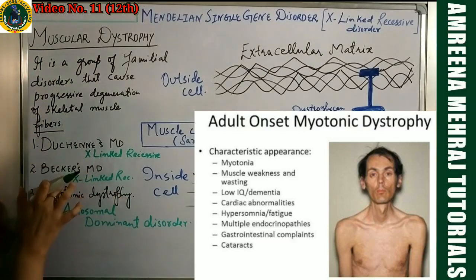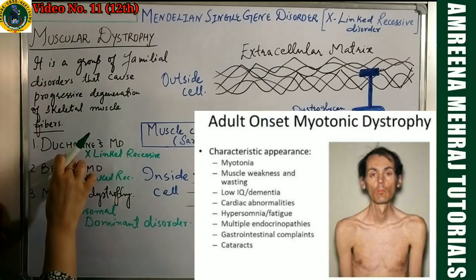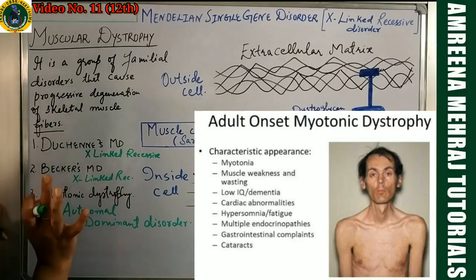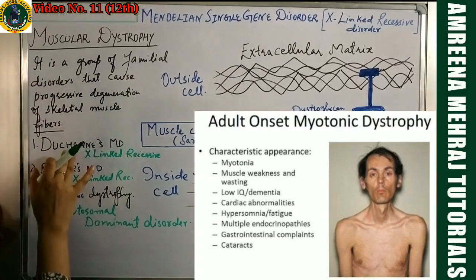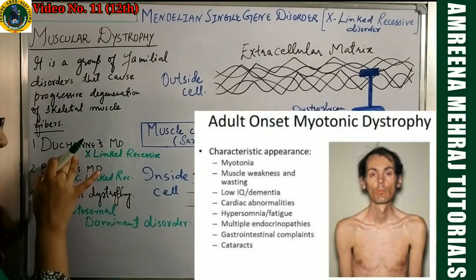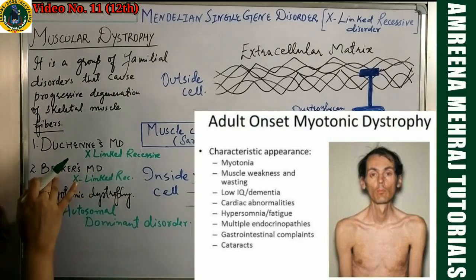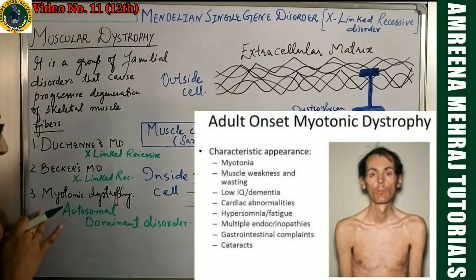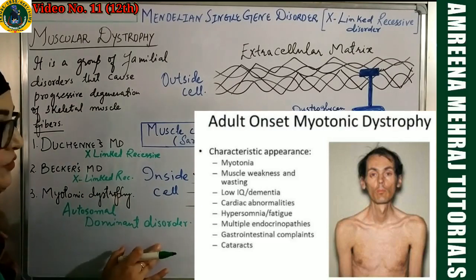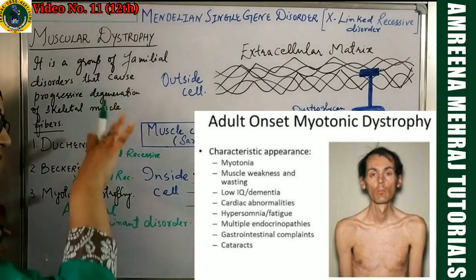So these 2 have the same type of cause. The cause for these 2 is the mutation of the X chromosome. There's a particular gene located on the X chromosome that gets mutated, which results in either Duchenne's muscular dystrophy or Becker's muscular dystrophy, because of the X-linked recessive mutation. But myotonic dystrophy is not caused due to X-linked recessive mutation. It's an autosomal dominant disorder. That means in this case the mutation happens to the genes which are located on the autosomes.